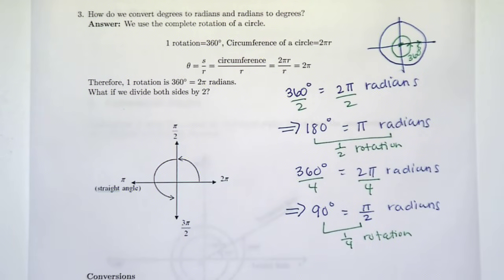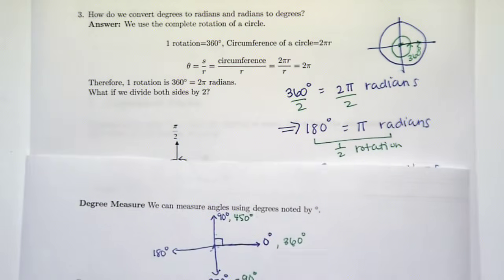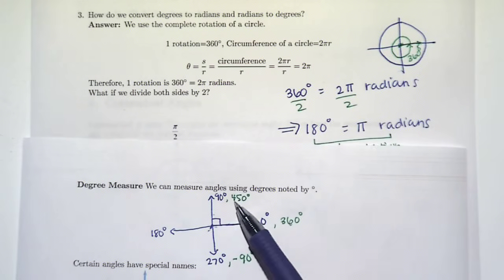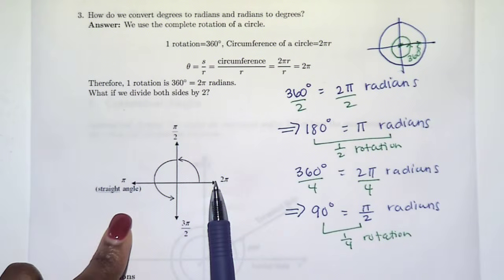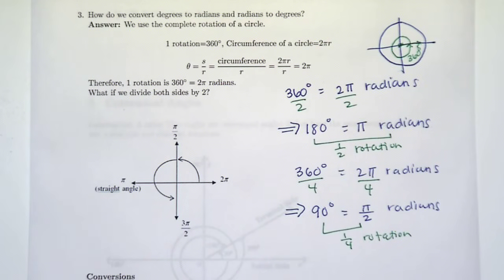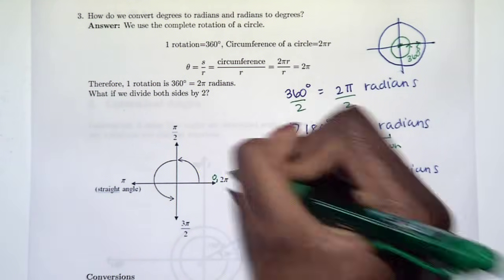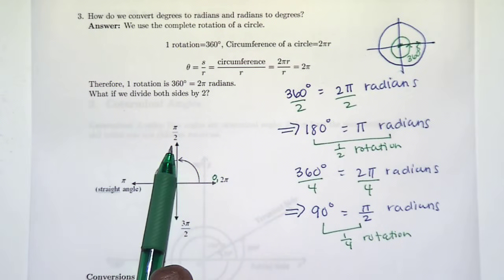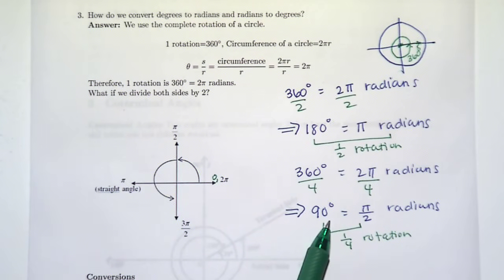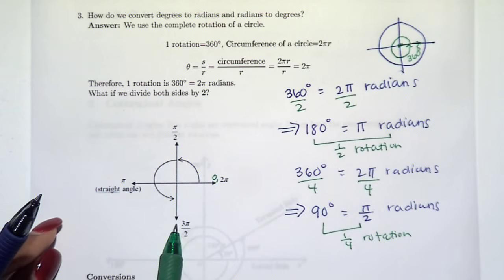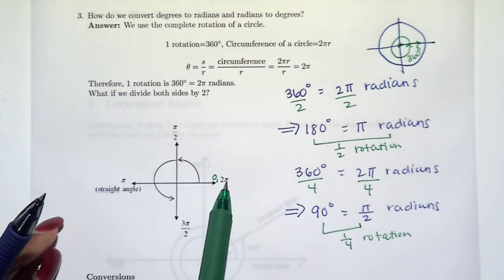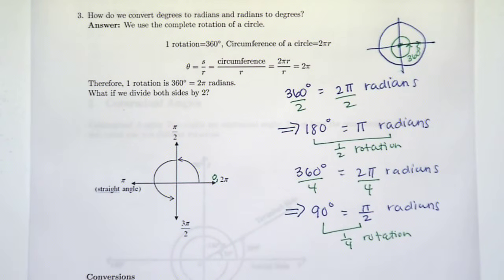So just like we were able to label our angles in degrees, so like I did here, 0, 90 degrees, 180, 270, we can do the same with radians, right? So this is also 0, pi over 2, which is 90 degrees, pi, which is the same as 180 degrees, 3 pi over 2, which is the same as 270 degrees, and then 2 pi, which is the same as 360.